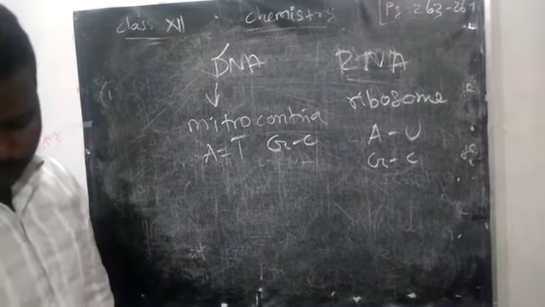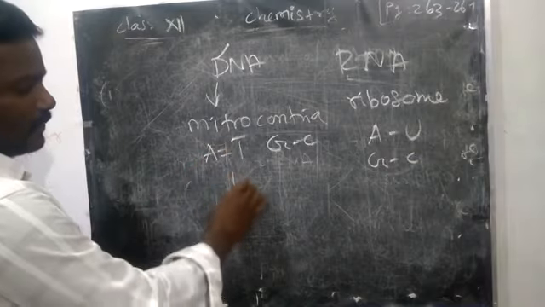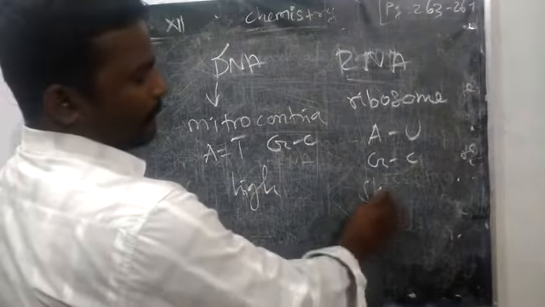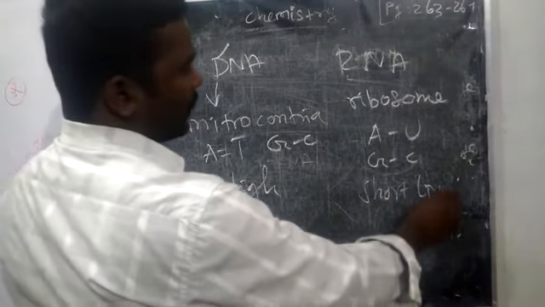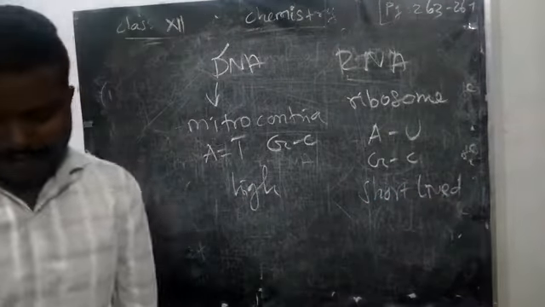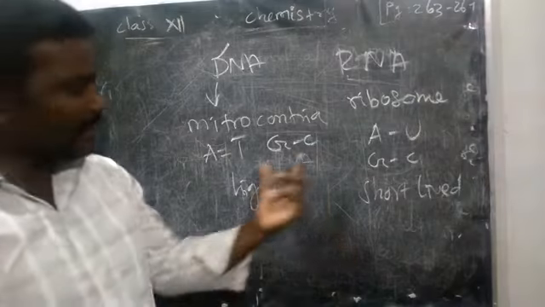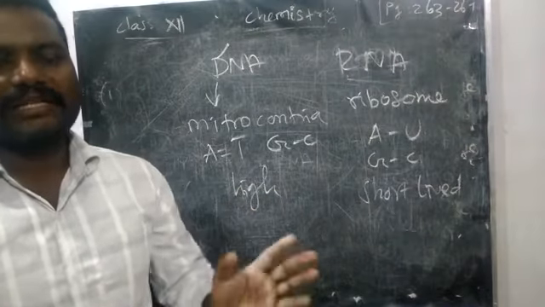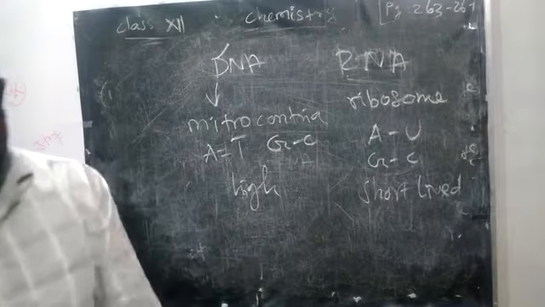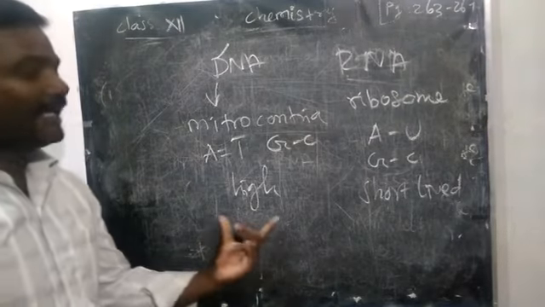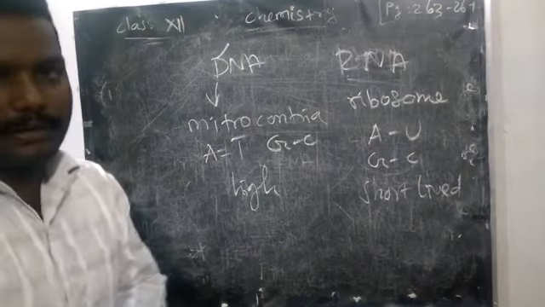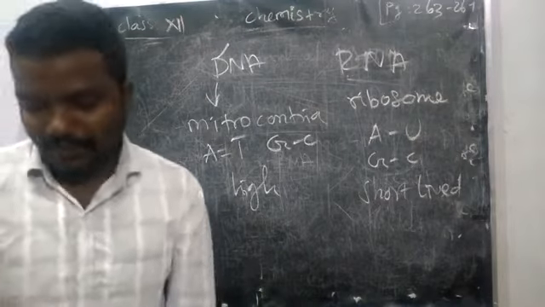And then DNA has a high lifetime, but RNA is short-lived. It cannot live for a long time. RNA is easily hydrolyzed with alkali, but DNA cannot be easily hydrolyzed, which means it does not react with the base. At last, the DNA can replicate itself, but RNA cannot replicate.